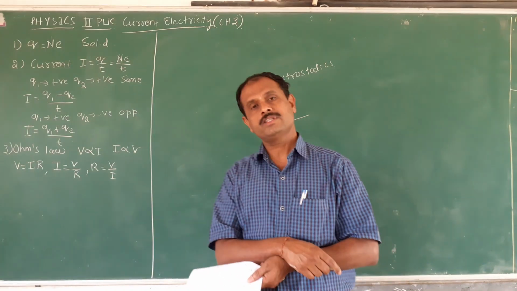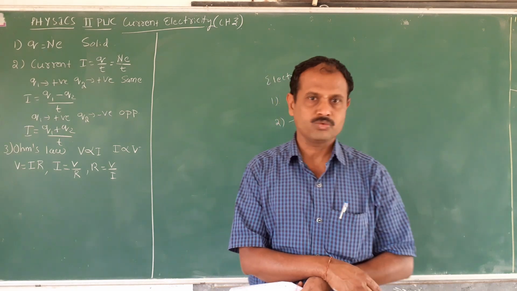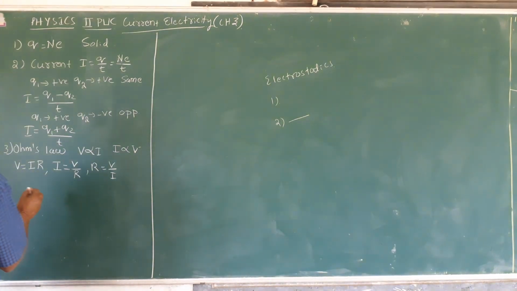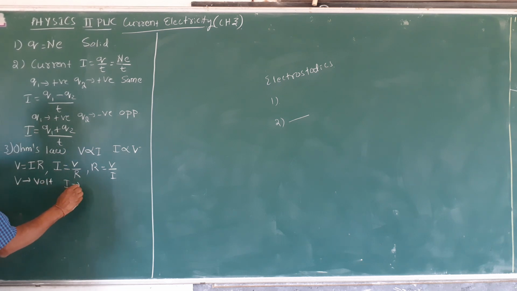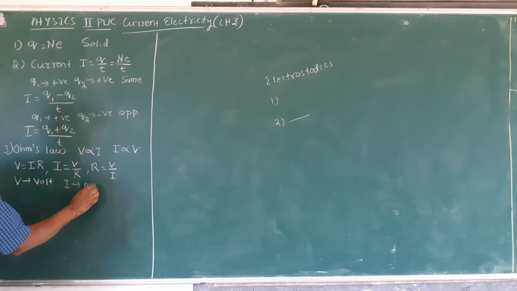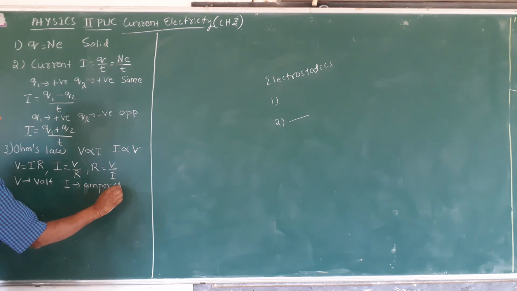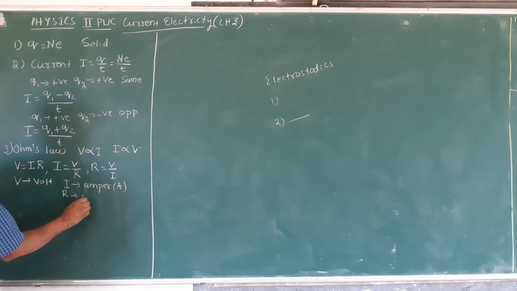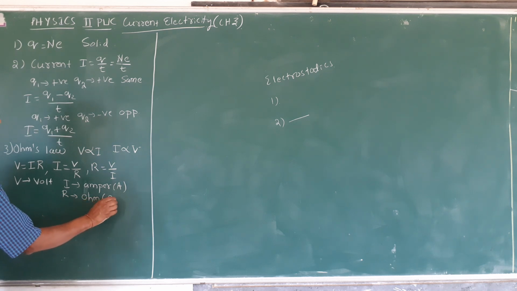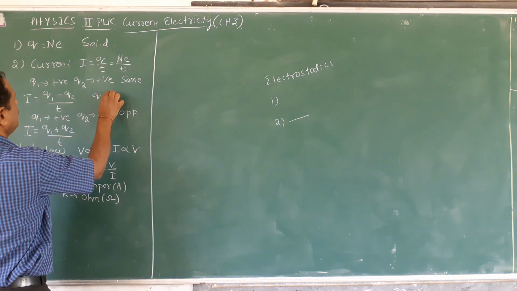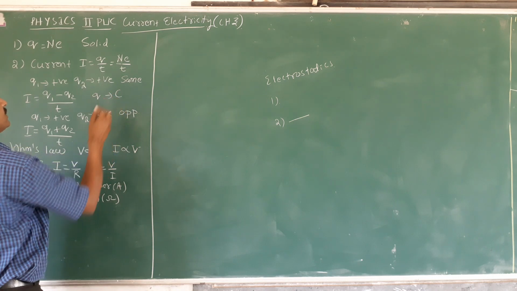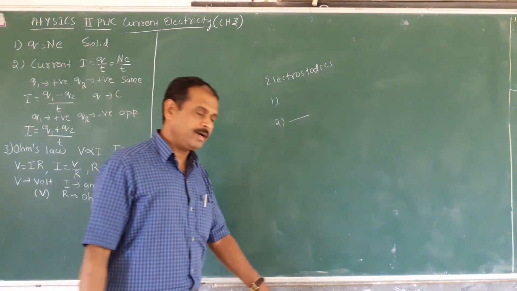What is the SI unit of resistance? The SI unit of resistance is ohm. Now R is measured in ohm, V is measured in volt here, and I is measured in ampere, A. The ohm is written with the Greek letter omega, and volt is the capital letter V. Now charge is measured in coulomb, represented by C.